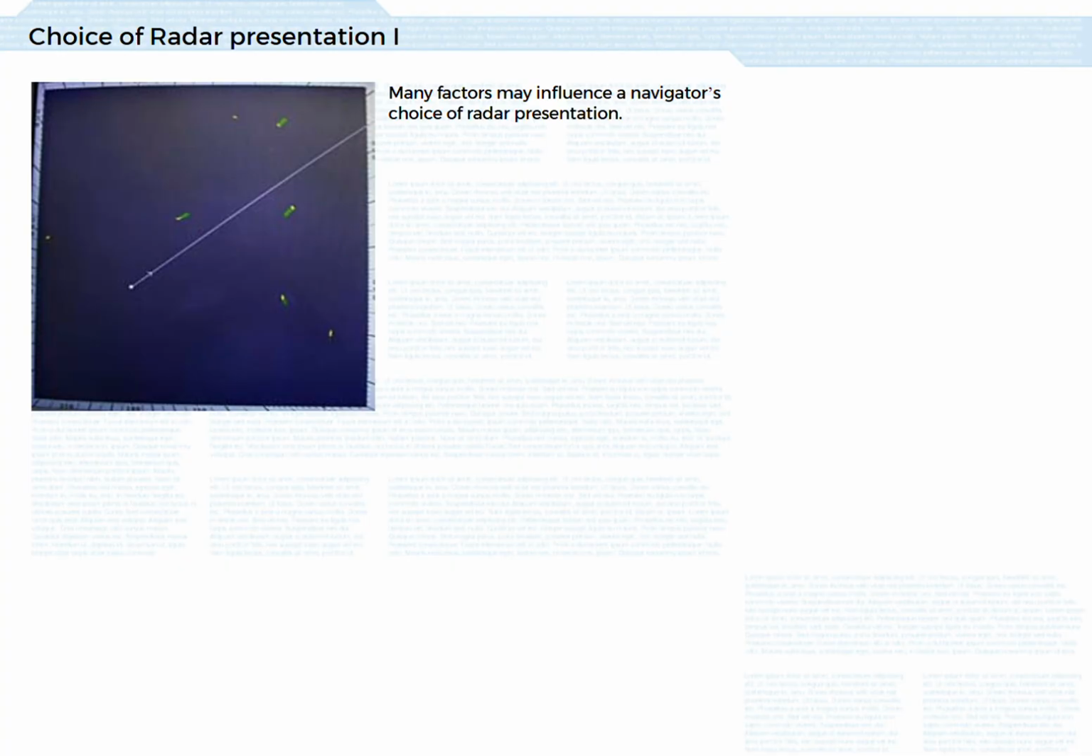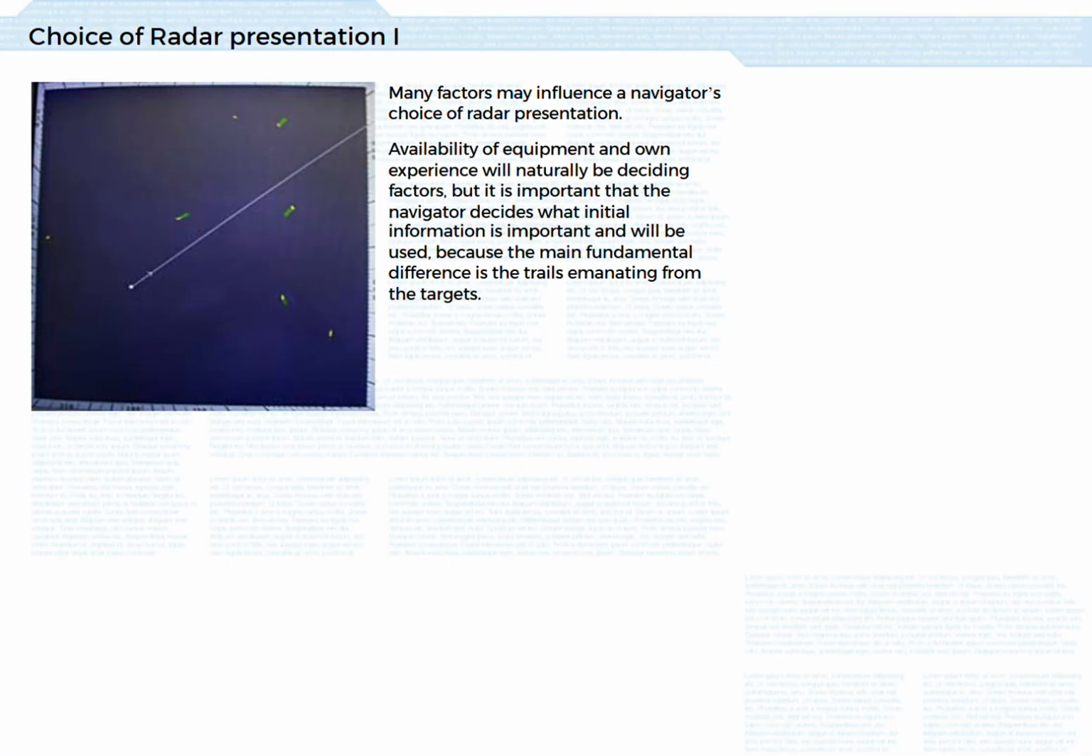Many factors may influence a navigator's choice of radar presentation. Availability of equipment and own experience will naturally be deciding factors. But it is important that the navigator decides what initial information is important and will be used, because the main fundamental difference is the trails emanating from the targets. The display selected will decide the type of trails of the targets.